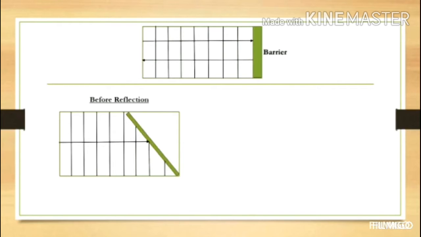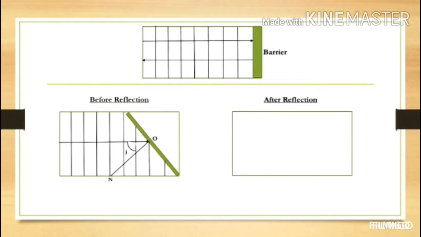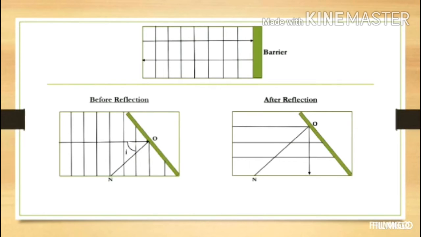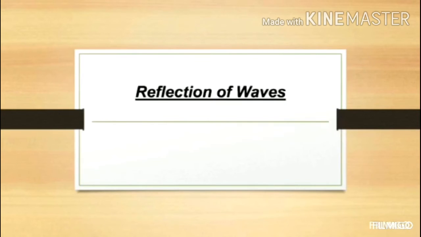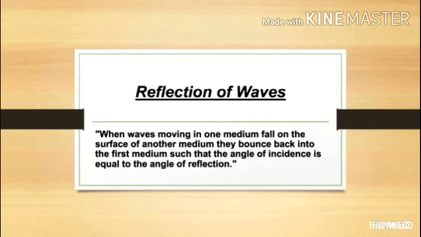This figure shows the reflection of waves before reflection, and second figure shows the reflection of waves after reflection, such that angle of incidence is equal to angle of reflection. So we can define reflection of waves as when waves move in one medium, fall on the surface of other medium, such that the angle of incidence is equal to angle of reflection. This is called reflection of waves.